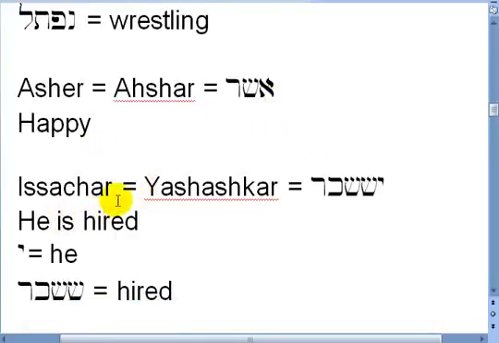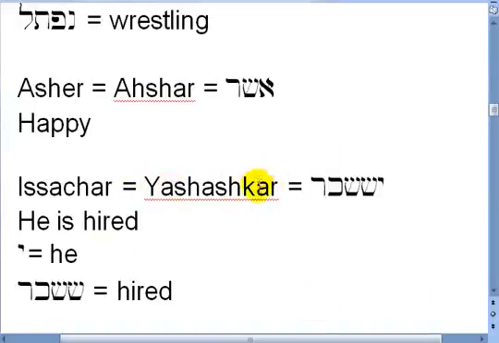Now Issachar is Yashashkar, which we used to think was Yash Shakar, which is not. The proper way to pronounce it, which Elder Tahar brought out, is Yashashkar, because Yashashkar means he is hired. So the Ya at the beginning of a word is he, which is separate from this Shashkar. Ya is he, Shashkar is hired. Okay, he is hired. So that's the 12 tribes in the Hebrew.